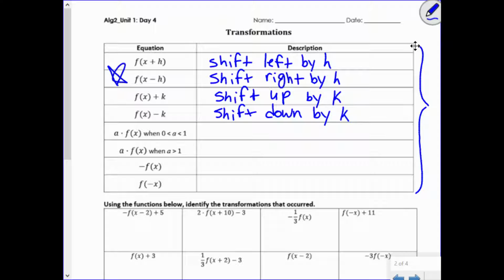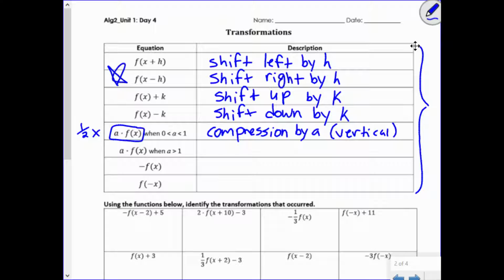Now we're going to do our reflection. So if you guys multiply your function at the very front, so it's going to look like a coefficient. If you have a coefficient at the very, very front, and that number that you're multiplying with is between 0 and 1, so it's like a small fraction, that's called a compression. Compression by whatever a is, and then in parentheses, I want you to write vertical. You guys want to write an example? An example would be 1/2 x, or 2/3 x, or 1/4. As long as your fraction is between 0 and 1.